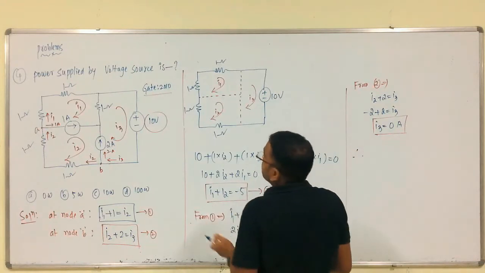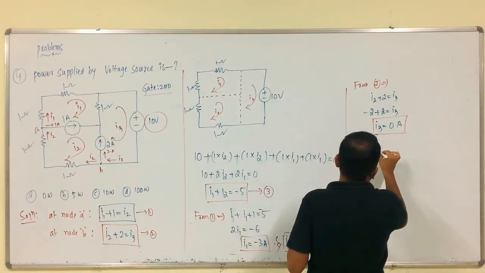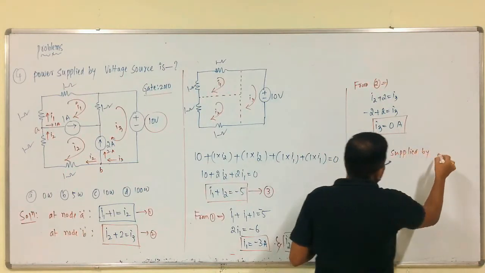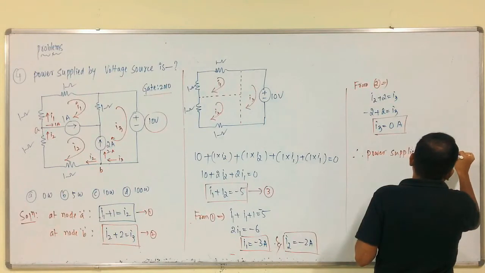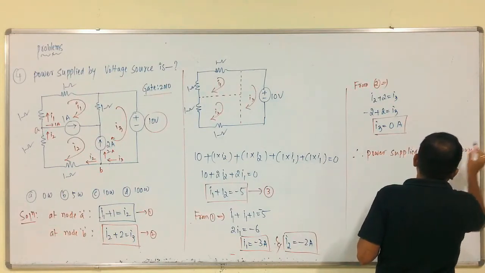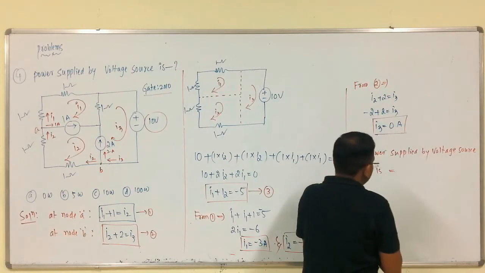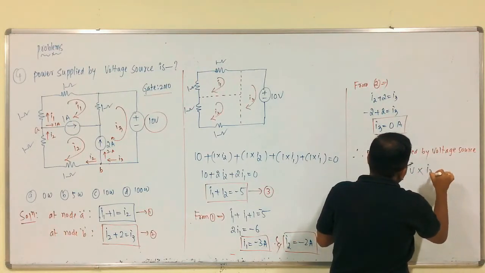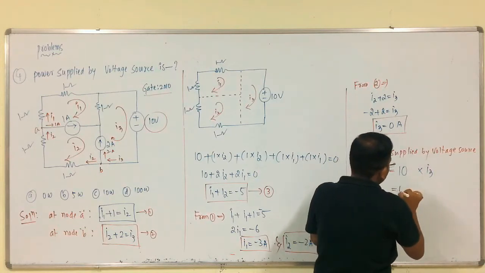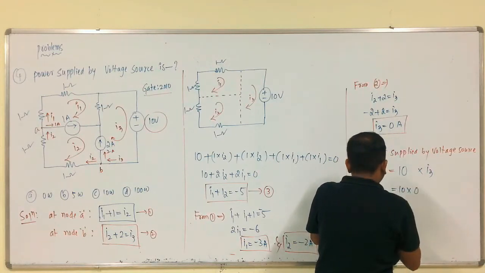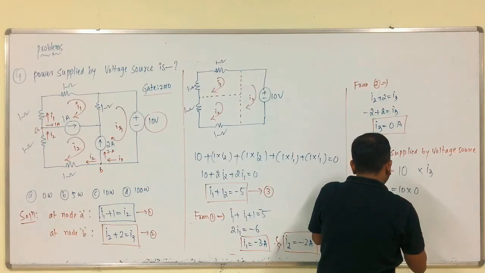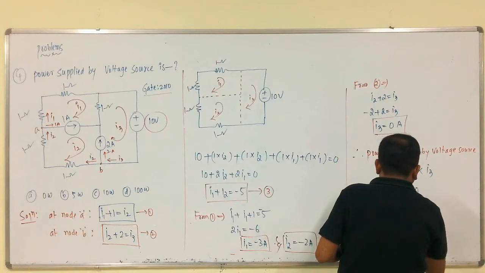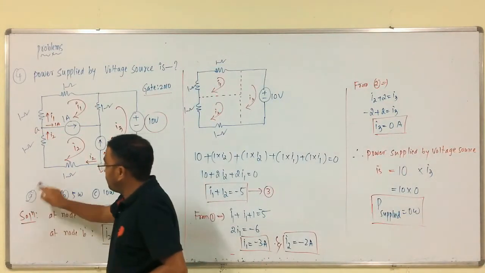Therefore, the power supplied by the voltage source is 10 volts into I3, which is 10 into 0. Therefore, power supplied is equals to 0 watts.